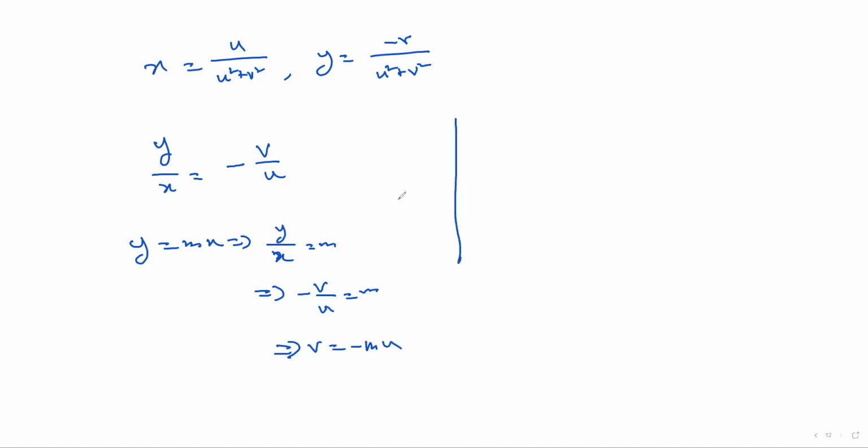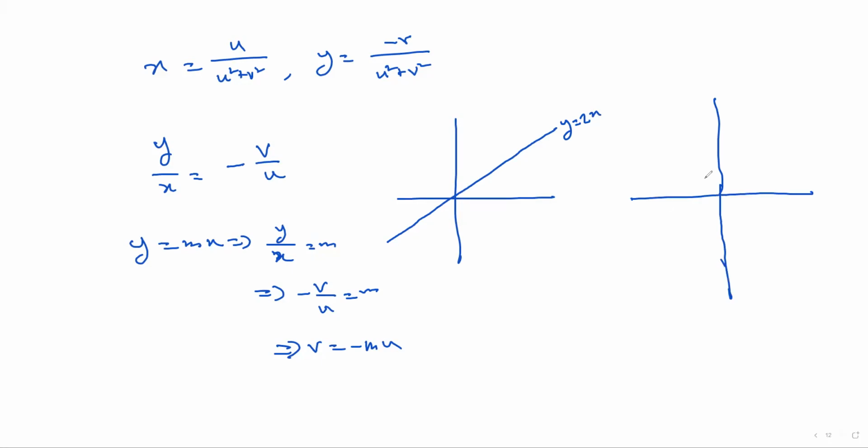So in this particular example, under the same transformation, if you have a straight line that looks like this, for example, y equals 2x, the image of this under the transformation we considered is going to be y equals minus 2x, or rather v equals minus 2u. This is the z plane. This is the w plane.